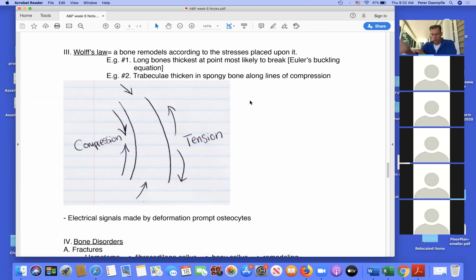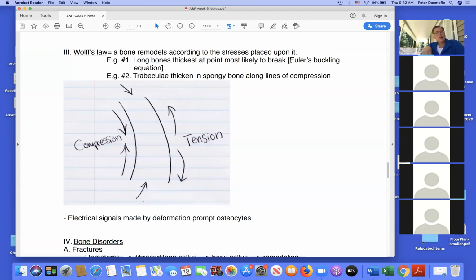If you Google shaft, long bone, thickness, you will find that the place that is thickest is the place most likely to break, according to Euler's buckling equation, somewhere in the center. So interesting that you can predict where the long bone is most likely to break, and the body will remodel that spot to be thicker than all the others because of the forces placed upon it. I always found that to be fascinating.